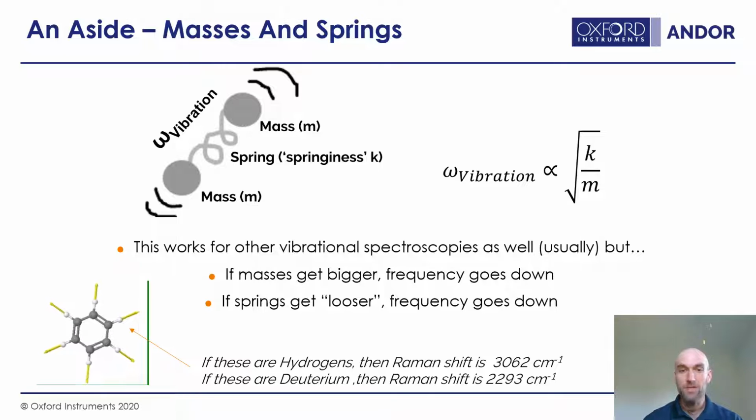Now, if these are deuteriums instead of hydrogen, which are quite a bit heavier, then the Raman shift is a lower frequency, as you can imagine. Larger masses on here, and they bounce back and forth slower. So it works kind of like you expect. The Raman shift is actually about 2/3 as energetic there, so you get it at 2293 wave numbers.